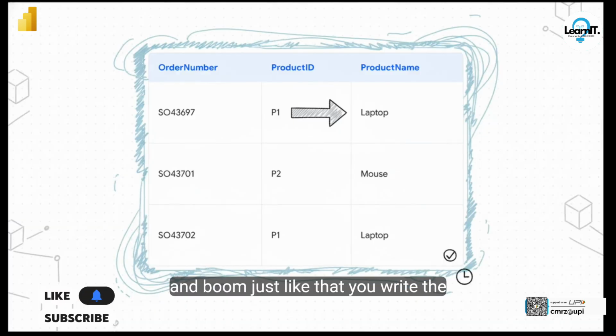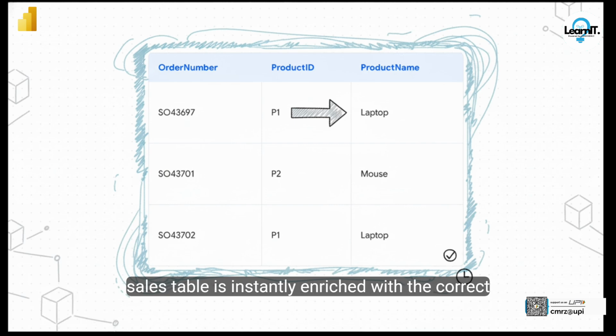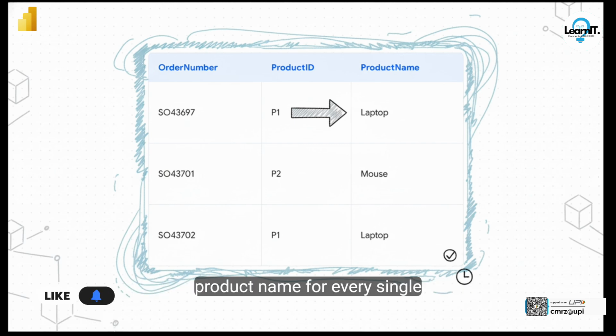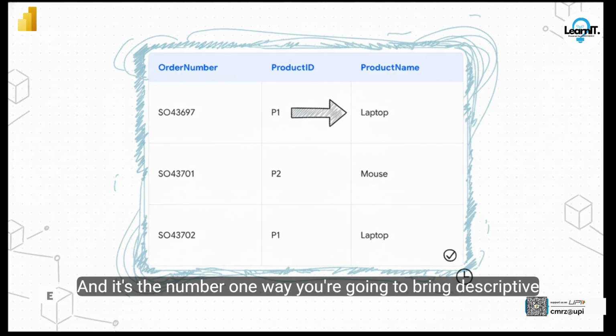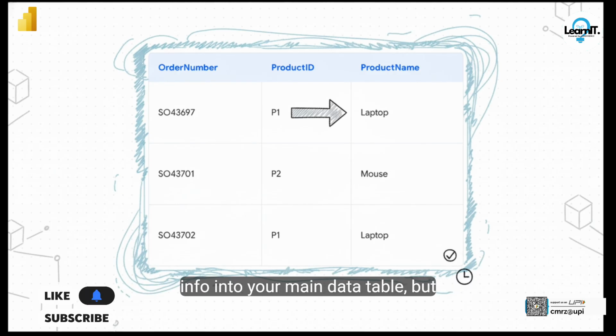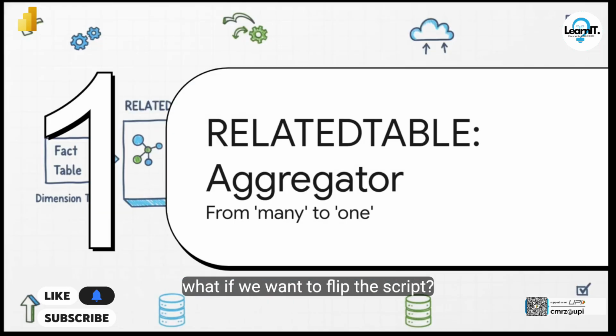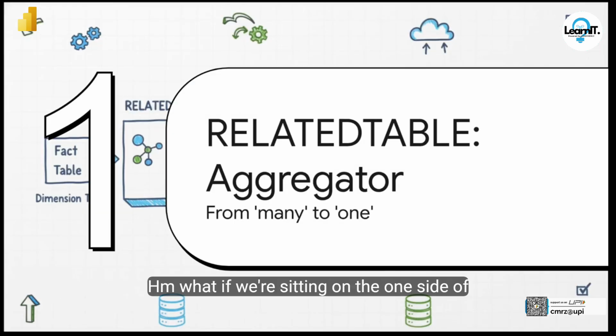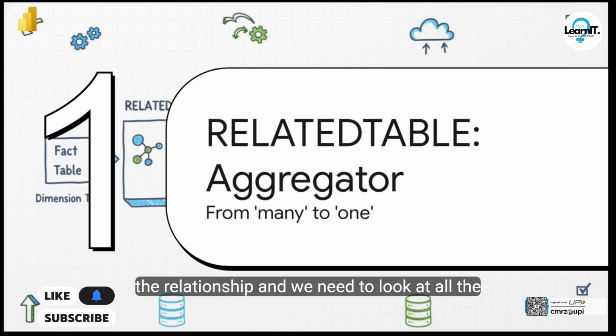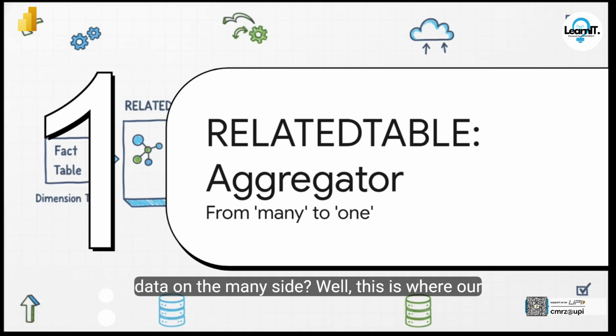And boom! Just like that, you write the formula, create a new calculated column, and your sales table is instantly enriched with the correct product name for every single row. It's incredibly fast, it's efficient, and it's the number one way you're going to bring descriptive info into your main data table. But what if we want to flip the script? What if we're sitting on the one side of the relationship and we need to look at all the data on the many side? Well, this is where our next function comes into play.